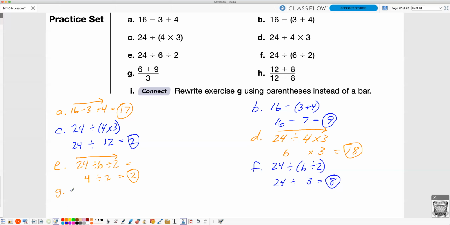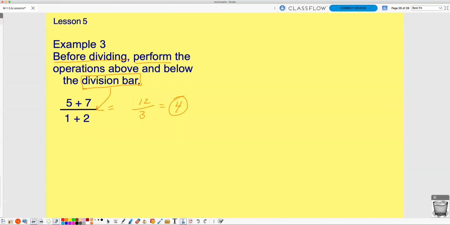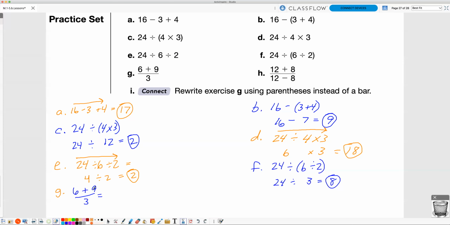Let me just do this in blue real quick. So 6 plus 9 over 3, that's what that means. Now remember from the previous problem, before dividing, perform the operations above and below the division bar. So above the division bar, the below looks like it's already done. This is division bar. So 6 plus 9 makes 15 over 3. And what's this mean? This means 15 divided by 3, which in this case would be 5.